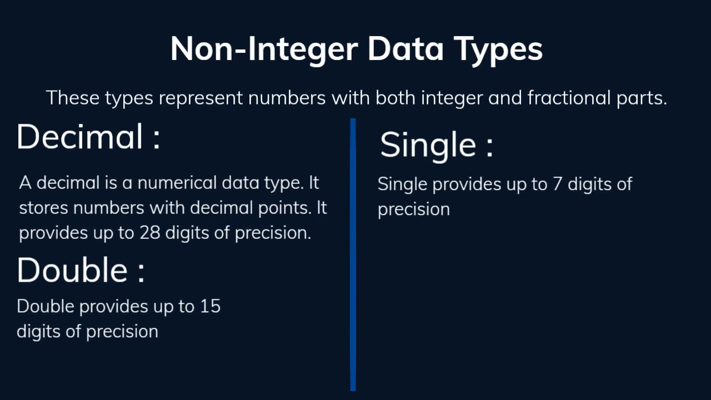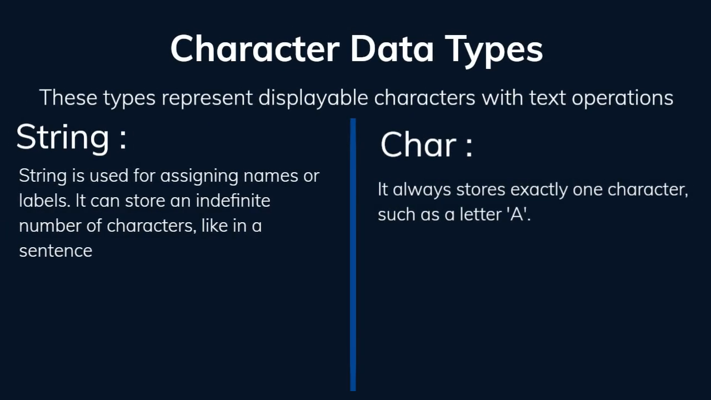Next, we have the decimal. A decimal is a type of numerical data type used in Visual Basic. It stores numbers with decimal points. The decimal data type is the most precise, as it provides up to 28 digits of precision. The double is also a decimal data type. However, it provides precision up to 15 digits. Lastly, we have the single data type, which provides precision up to 7 digits.